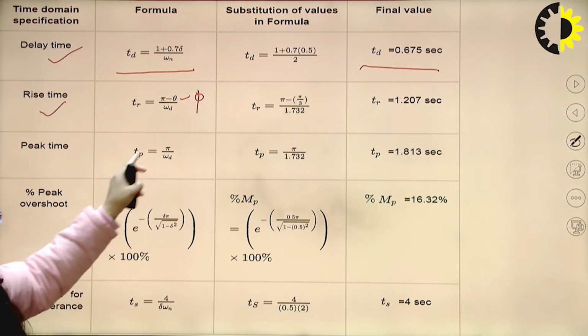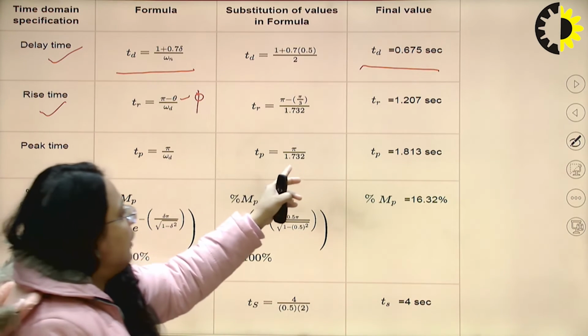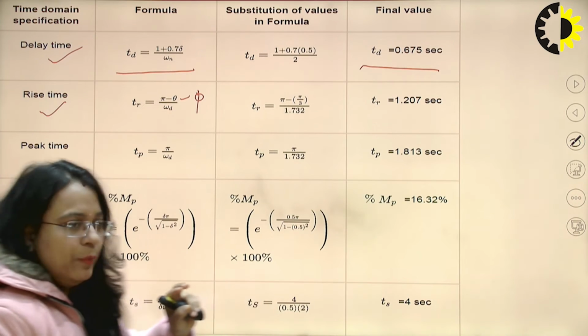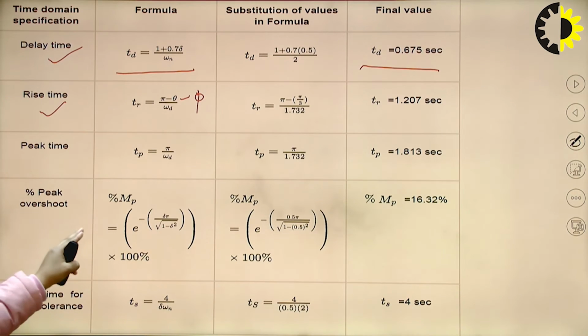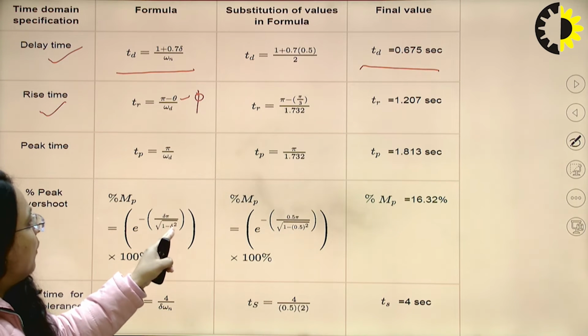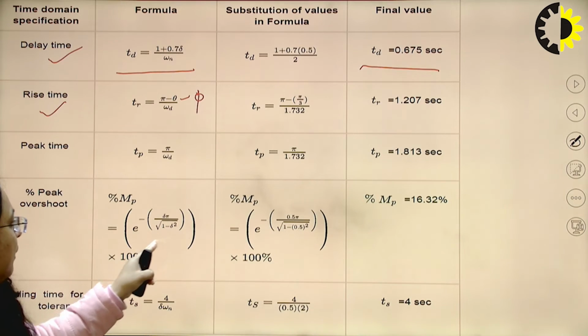For peak time, it is pi upon omega d. We put in the value of omega d, which is 1.732, and TP comes out to be 1.813. For peak overshoot, the value is e raised to the power minus pi zeta upon under root 1 minus zeta square, into 100.